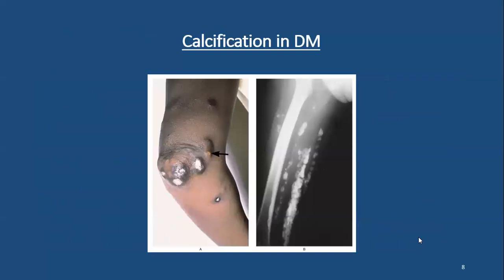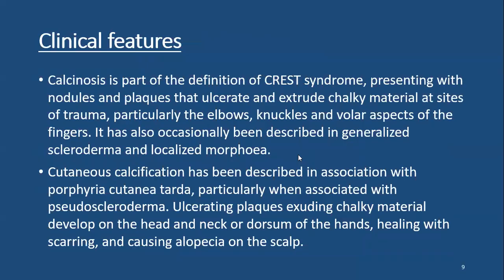This picture shows calcified nodules on the anterior aspect of the thigh and leg. And on radiology, you can see these calcium deposits are all in the subcutaneous tissue. Calcinosis is a part of the definition of CREST syndrome, where C signifies calcinosis. These nodules are usually present on elbows, knuckles, and volar aspects of the fingers, particularly at sites of trauma.